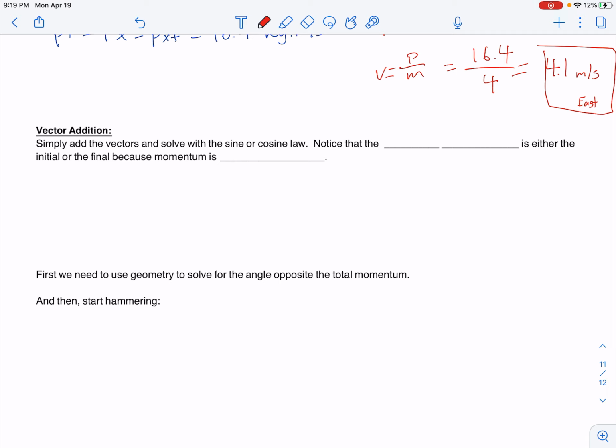So if we use the vector addition method, simply what we can do is add the vectors and solve with the sine or cosine law. So you'll notice that the total momentum is either initial or final because our momentum is conserved, right? The initial momentum should equal the final momentum. So, a couple things here.